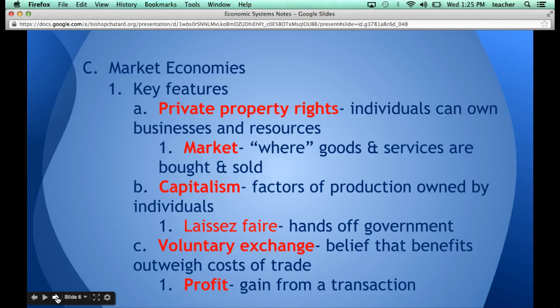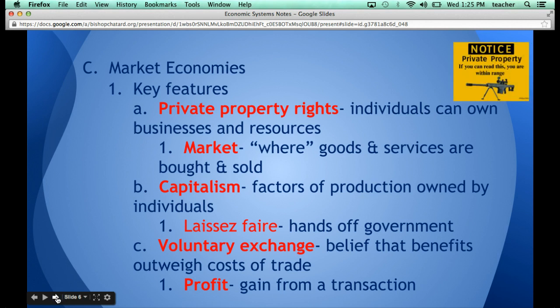Okay, so profit can be applied on both sides. So, you know, in this instance, we're not talking about profit as just merely talking about the actual cash. Okay, we're not talking about just the cash. We're talking about what does each party get out of it.